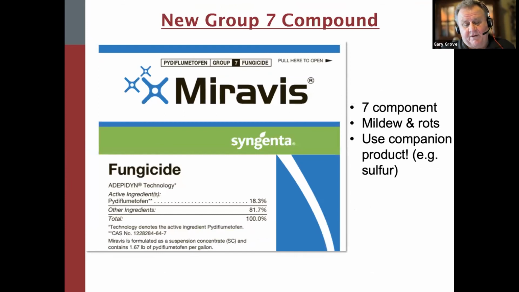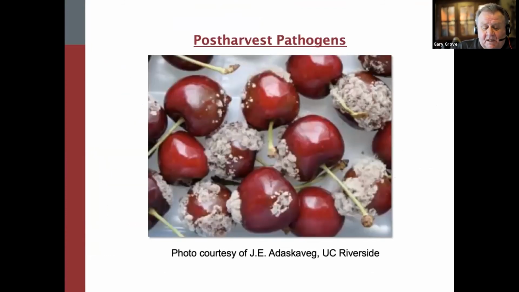The same thing with Miravis. It's a group 7, good mildew material, but we have to manage resistance to it. Now, something that came up a few weeks ago were post-harvest cherry pathogens.